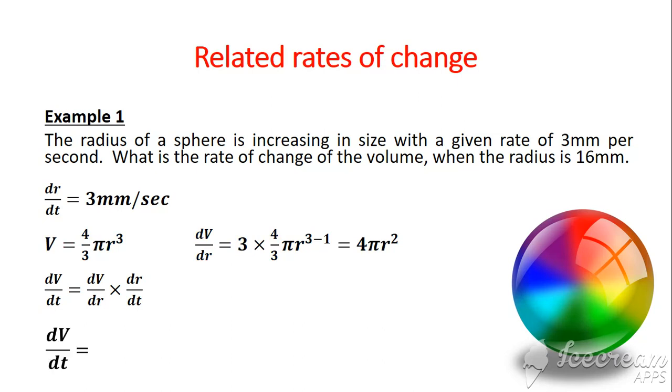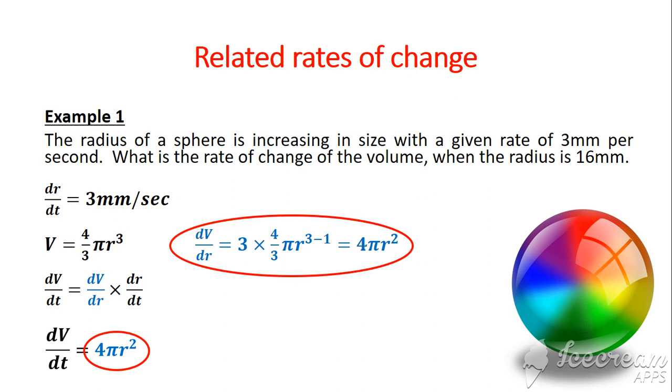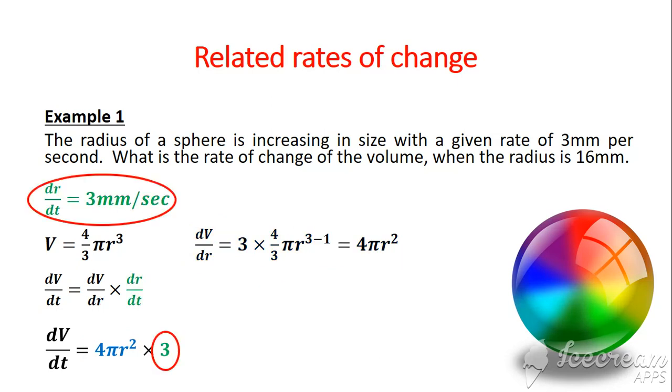We're now ready to work out dv/dt. dv/dt is equal to dv/dr, which we just worked out as 4 pi r squared, times dr/dt, which we knew earlier, that was given in the story, which is 3, which simplifies to 12 times pi times r squared. So this is the change in volume with respect to time.